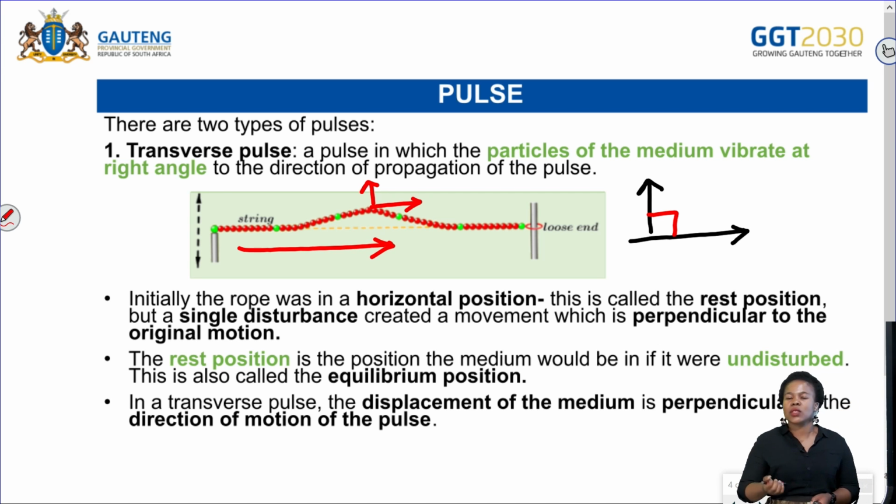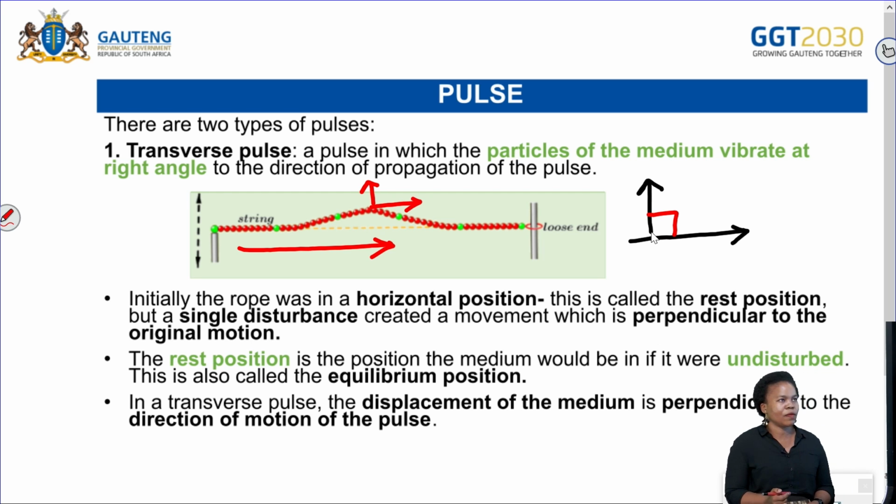It was at rest. There was no disturbance, because by definition, a pulse is a single disturbance in a medium. So we elaborate further: the rest position is the position the medium will be in if it is left undisturbed. This is called the equilibrium position. So your equilibrium position and your rest position are one and the same thing. Now, in a transverse pulse, which is the one we are referring to right now, displacement of the medium is perpendicular to the direction of the pulse, which is very important.